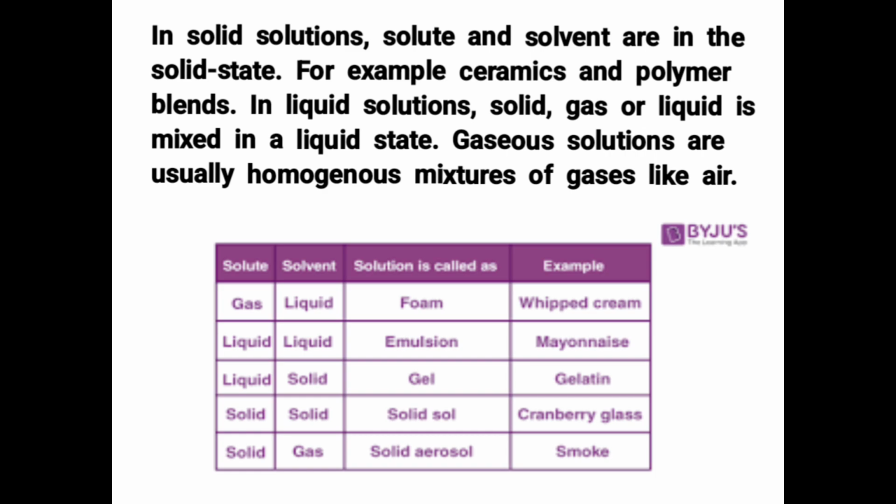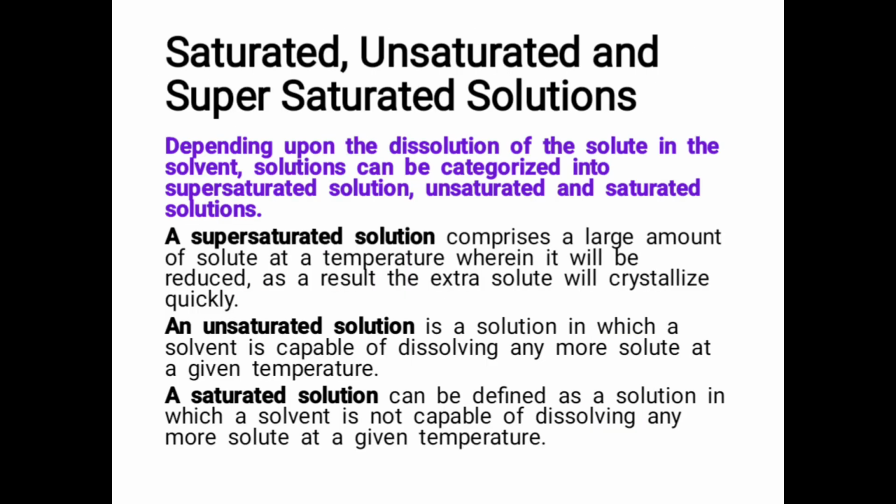When the solute and solvent are both liquid, they are called emulsion. When the solute is liquid and the solvent is solid, they are called gel. When both solute and solvent are solid, they are called solid sol. And when the solute is solid and the solvent is gas, they are called solid aerosols. An example of this is smoke. So you can study this table again and get more information from there.